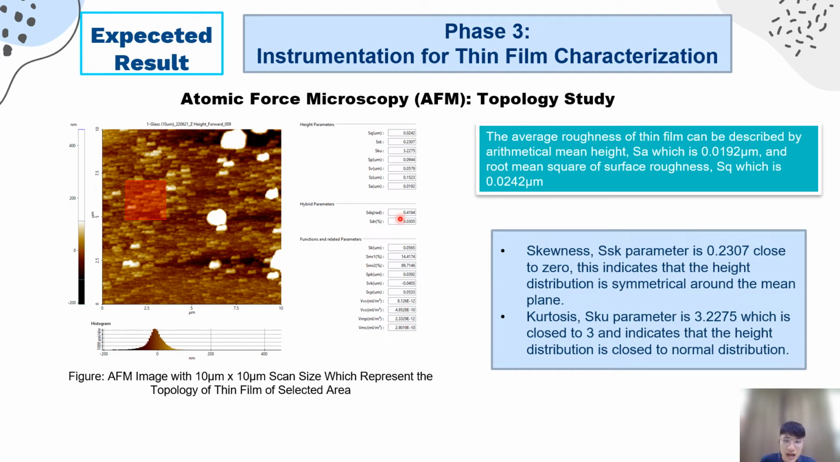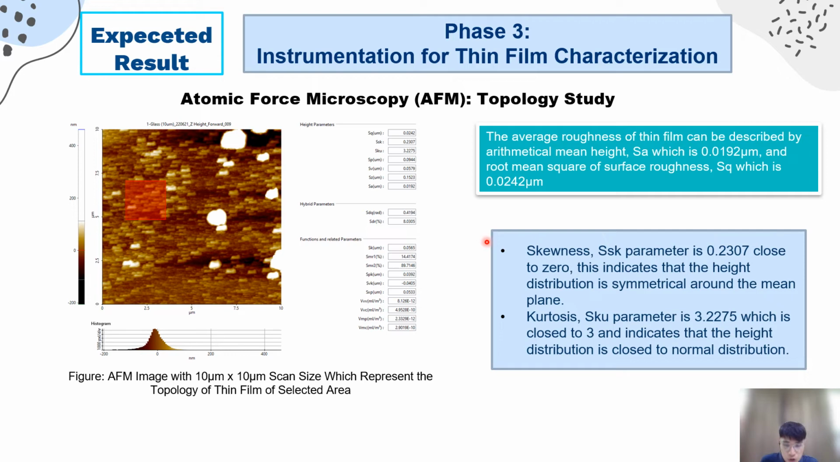So basically, there are 2 commonly used parameters to evaluate the surface roughness through the topologies. One is the arithmetical mean height, which is 0.0192 micrometers, and another one is root mean square of the surface roughness, which is 0.0242 micrometer for these particular samples.